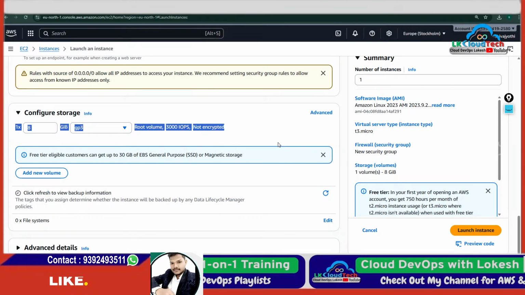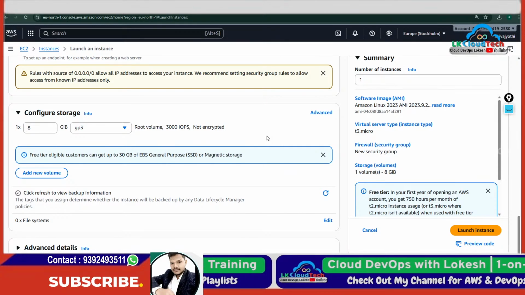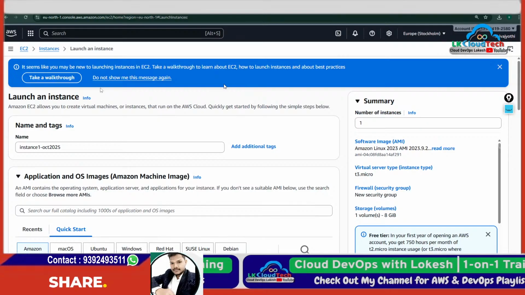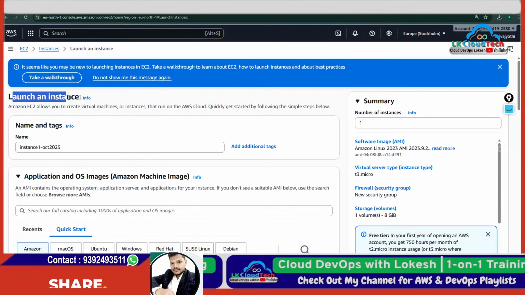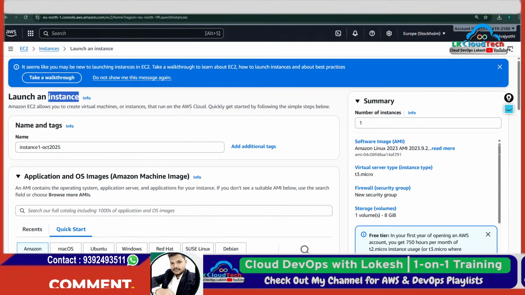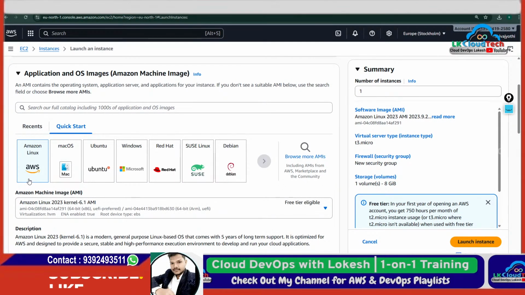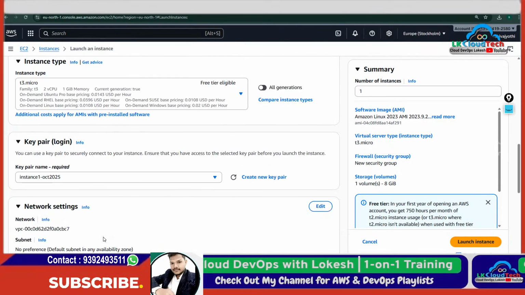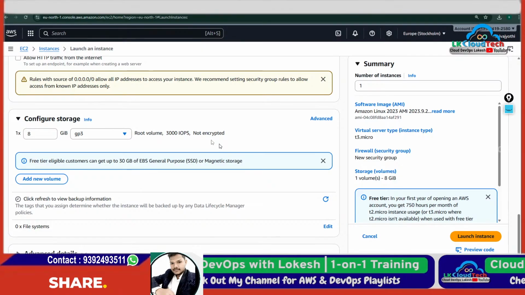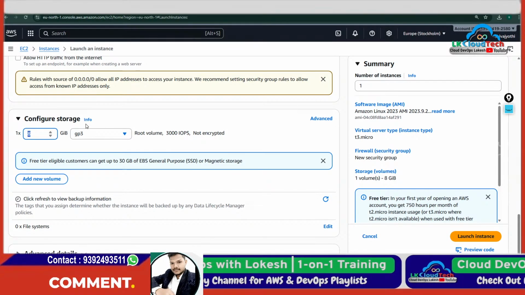Actually, whatever you keep, whatever your servers, images, whatever you work on top of this instance, this machine. We are going to create, launching an instance means one computer. One instance in the sense one computer, on top of this Linux computer, whatever you work, that will be stored in this. If you want to work on something, you must have storage, right? That storage we are selecting. We are talking about that storage.